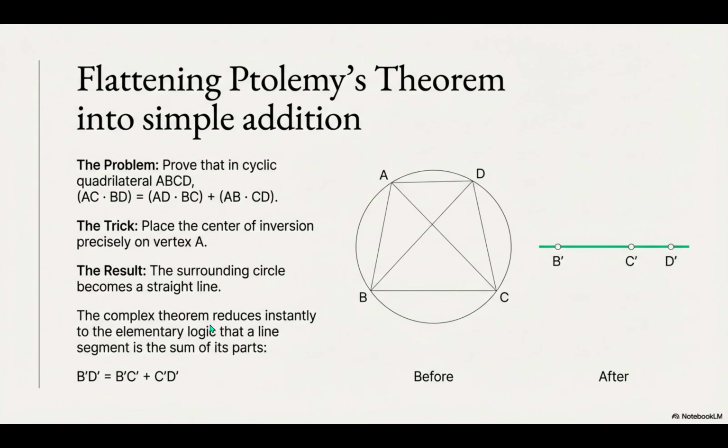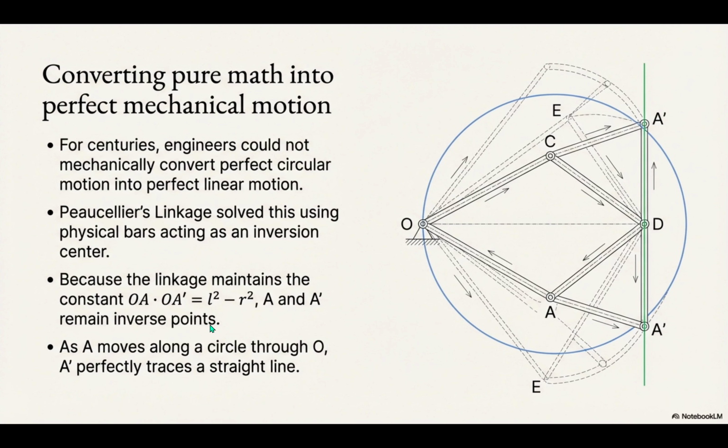Here's where it gets really interesting, because this isn't just about abstract circles on a chalkboard. I loved reading the Tom Davis paper because it shows how this theoretical mathematical cheat code actually solved a centuries-old physical engineering bottleneck. We are talking about the Industrial Revolution. A huge turning point. For hundreds of years, engineers were stuck on a seemingly impossible mechanical problem. How to mechanically convert the perfect circular motion of a steam engine wheel into perfect linear motion. It was a massive hurdle.